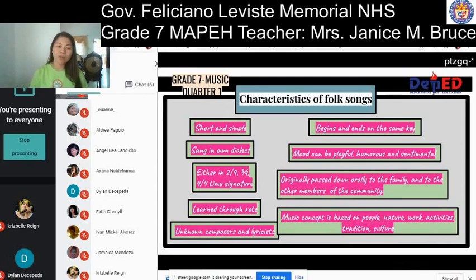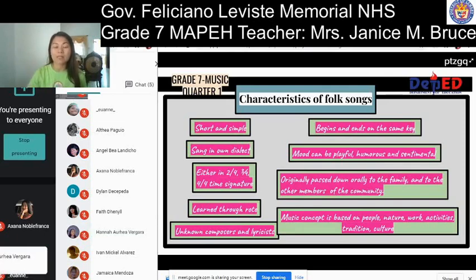Okay, thank you. So how many characteristics were given? Nine po. Okay, so those were just 9, but there are more to be added if we're going to again study music. Okay, so again, we are pertaining to the characteristics of the folk songs, traditional folk songs.